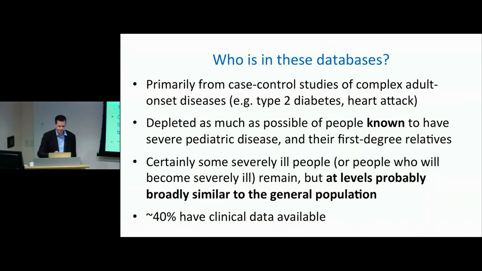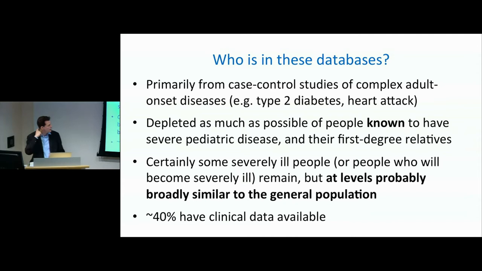So it's worth emphasizing the people who actually end up in the gnomAD dataset. I think it's easy, and in fact we often see in publications, gnomAD being described as a collection of healthy individuals. That's not necessarily true. In fact, these individuals come primarily from case control studies of complex adult onset disorders, things like type 2 diabetes, early onset heart disease, and neuropsychiatric conditions like bipolar and schizophrenia are the big players in this, but there's also a long tail of other conditions like inflammatory bowel disease, for instance.